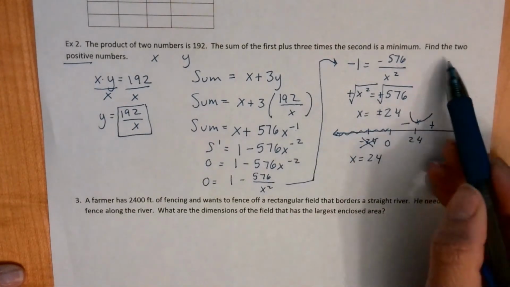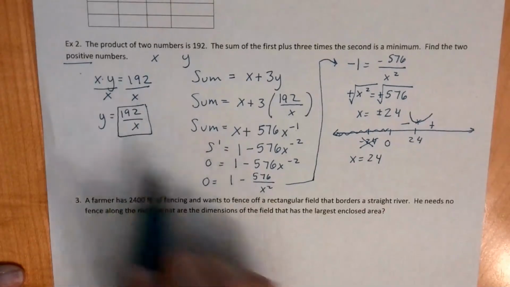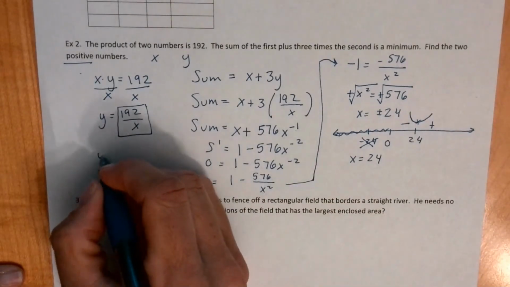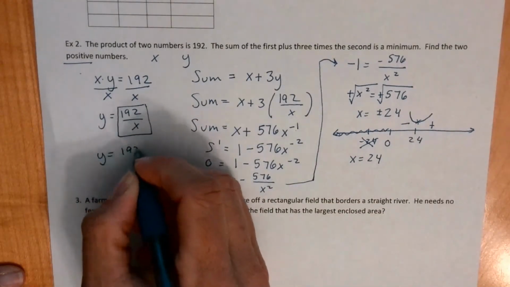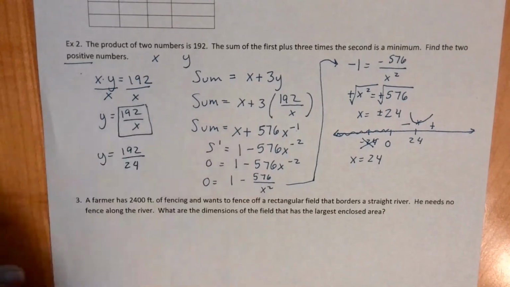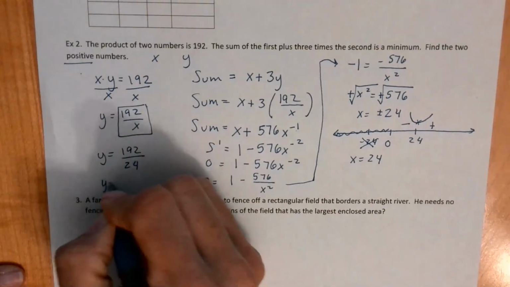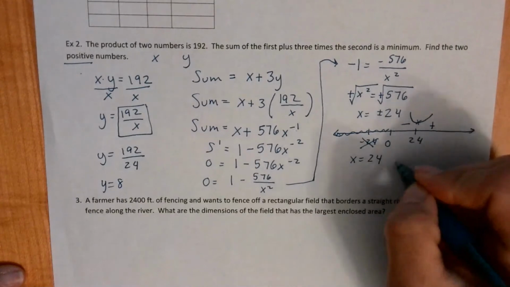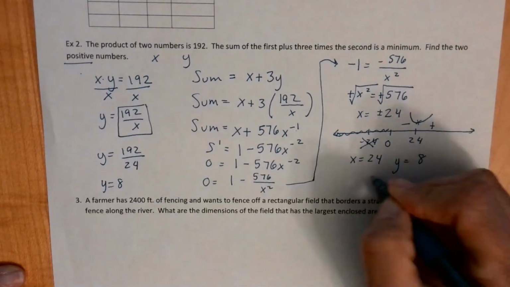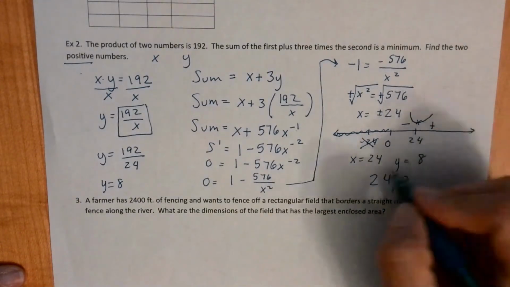So my minimum happens at x equals 24. And they also want us to find both of those positive numbers. So I'm going to substitute this 24 in way over here. So we would have 192 divided by 24, which is 8. So our two numbers are going to be 24 and 8.